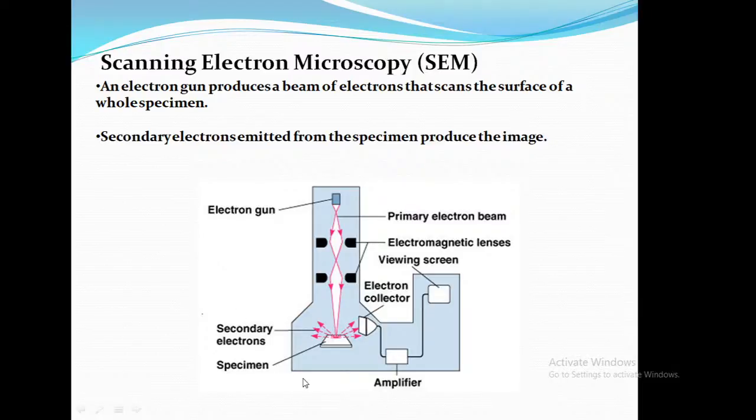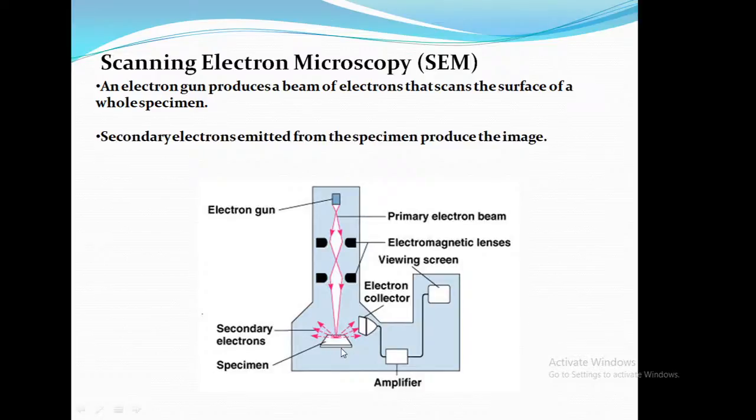Okay, see what is the difference from transmission. The transmission microscope has a number of lenses: the condenser lens, the projector lens, and the objective lens. But the scanning electron microscope has only one lens, that is the electromagnetic lens. No condenser, no projector, no objective. And the specimen is placed last.